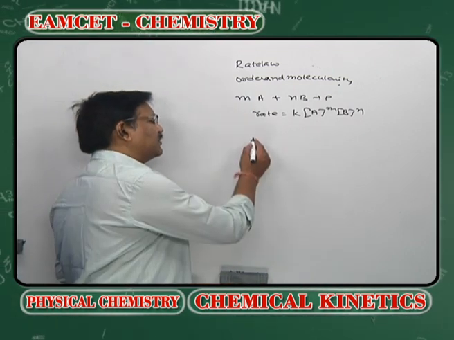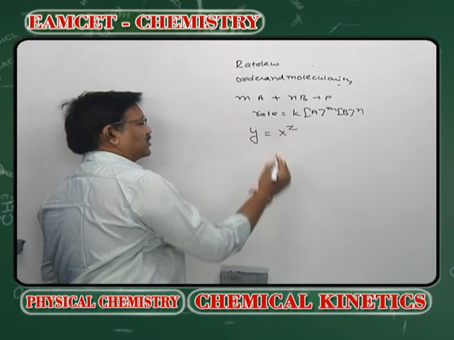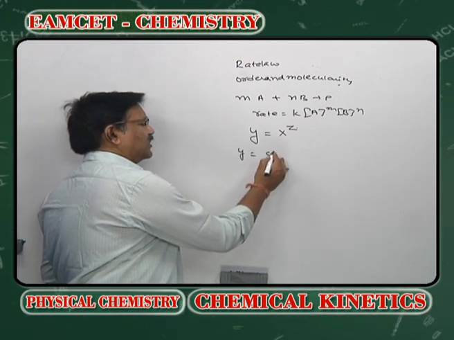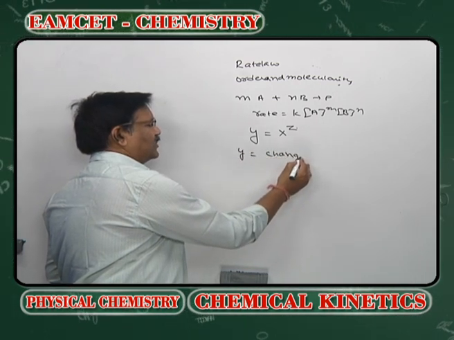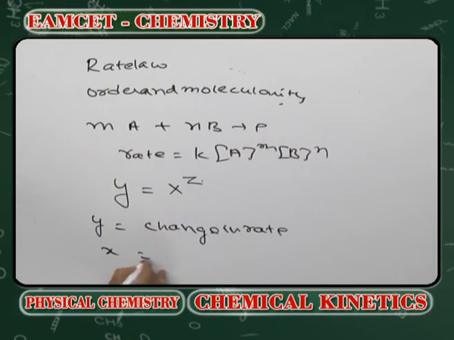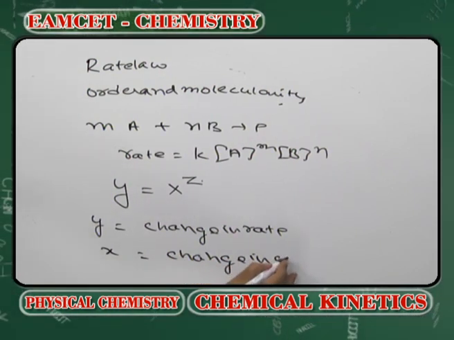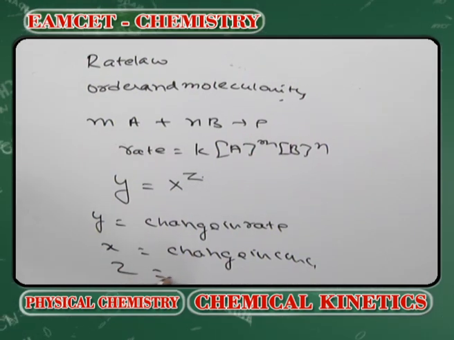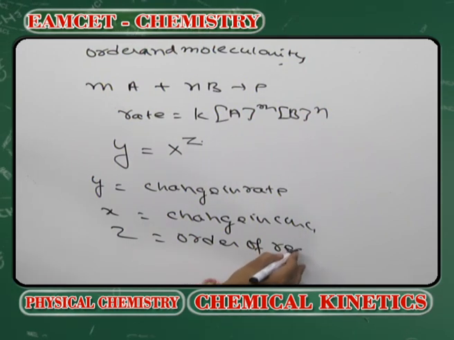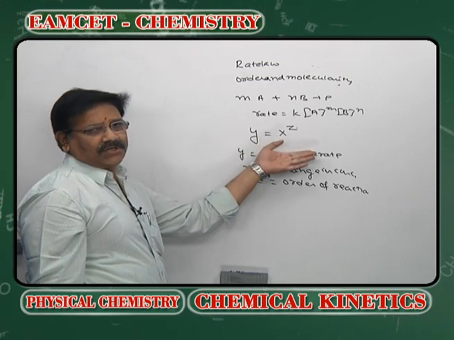What is the relation between the order of the reaction and the concentration? Y is equal to x to the power of z. What is y? Change in rate. What is x? Change in concentration. What is z? Order of the reaction. This is the simple relation, and it will help us to solve many numericals.